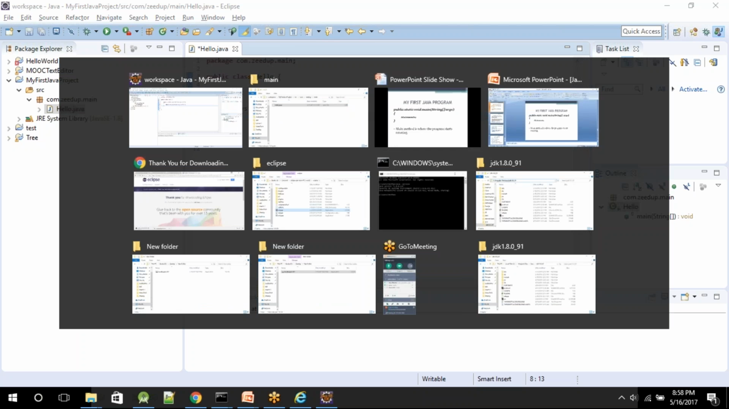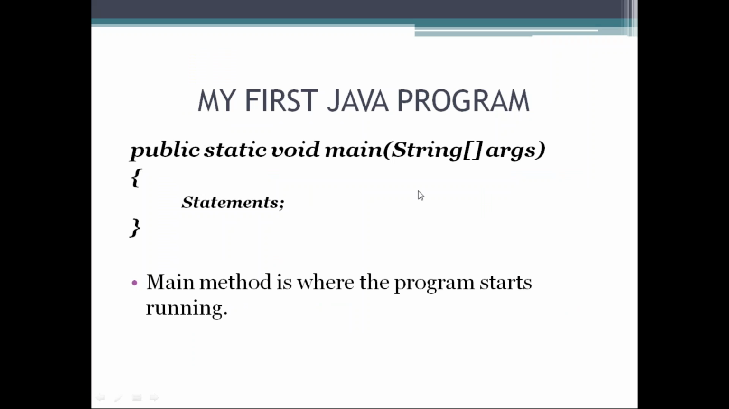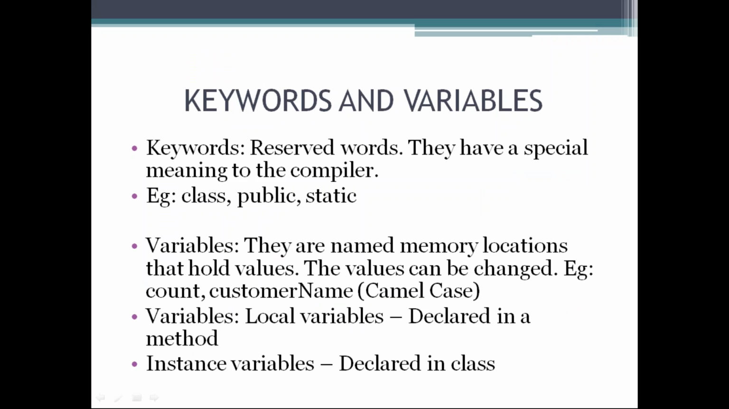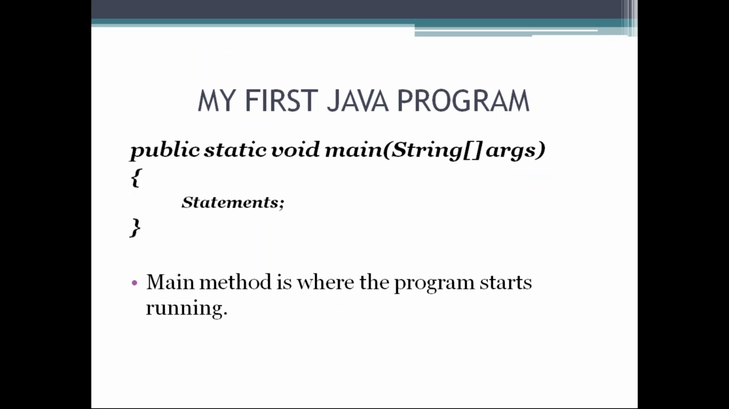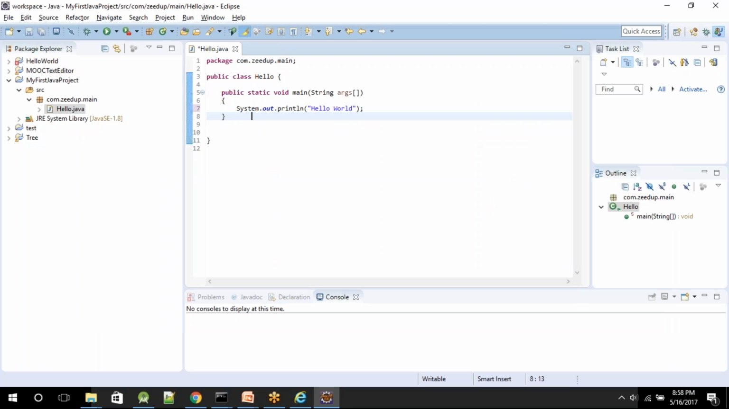So that's it. We have successfully run our first Java program. In our next class, we'll look into keywords and variables, and all the control structures, using if statements, if else, while, for loops, and everything. So any doubts so far?